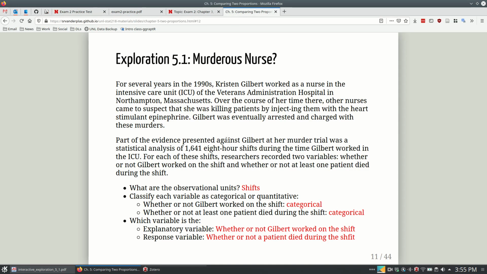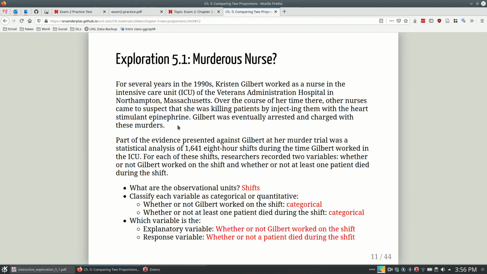If you guys want to work through Exploration 5.1, this is an example that I've seen quite a few times about a nurse who was working in the ICU, and people seem to die on her shift more than on other people's shifts. But it was a connection that only her coworkers picked up on, and it was just whether or not somebody died. In the ICU, people dying is not that odd of an occurrence, right? But her coworkers thought that she was killing her patients by giving them epinephrine.